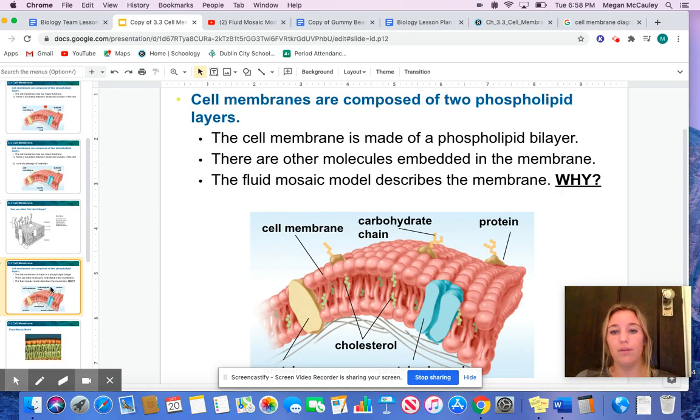Cell membranes are composed of a 2-phospholipid bilayer. The cell membrane is made of a phospholipid bilayer. There are other molecules embedded in the membrane. Okay, so we talked about carbohydrates, how they're identification tags. Cholesterol is another one. So cholesterol is a major part of actually animal cells. So like us humans, we have lots of cholesterol in our cells.